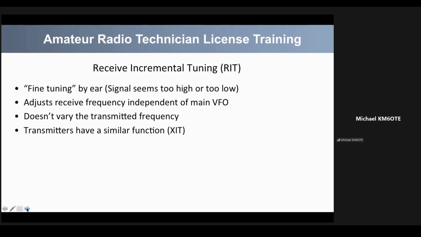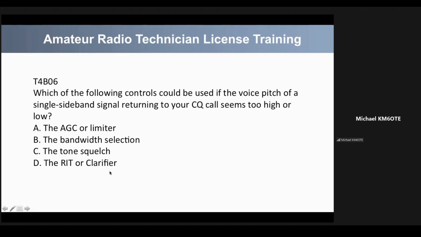So that's RIT. And which of the following controls could be used if the voice for single sideband returning your CQ call seems too high or too low? It's not AGC, that's gain. It's not bandwidth. It's not tone squelch. It's RIT or clarifier. We just talked about that. Receive incremental tuning, RIT, which is D.